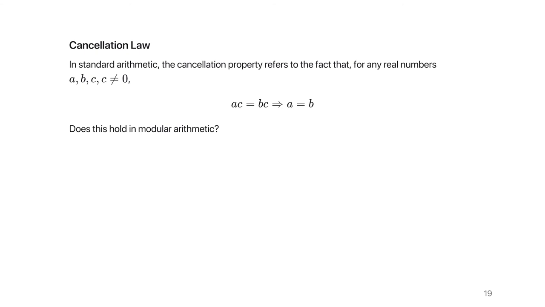Okay, an interesting property I want you to think about is this idea of the cancellation law. Okay, in standard arithmetic, the regular number system we're accustomed to, the cancellation property says that if A, B, and C are real numbers where C is not equal to zero, I can cancel the C's and I'm left with A is equal to B. Okay? So what I want you to think about is, does that also hold true in modular arithmetic?